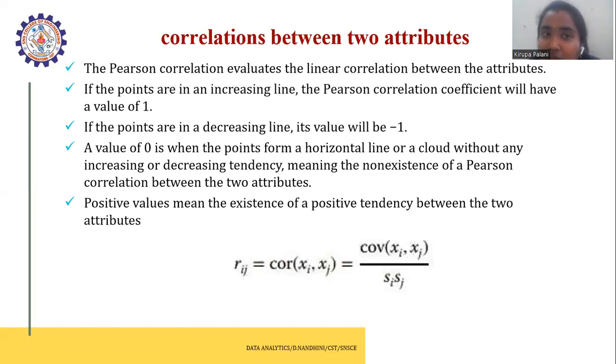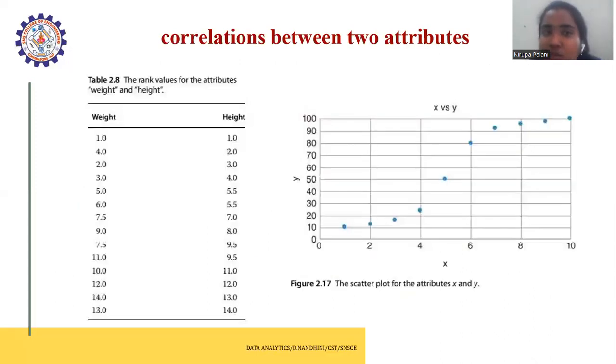Correlation between two attributes. The Pearson correlation captures the linear correlation between the attributes. If the points are on an increasing line, the Pearson correlation coefficient has a value of 1. If the points are on a decreasing line, its value will be -1. A value of 0 is when the points form a horizontal line or a cloud without any increasing or decreasing tendencies, meaning the non-existence of a correlation between the two attributes. Positive values mean the existence of a positive tendency between the two attributes. A correlation has been given.